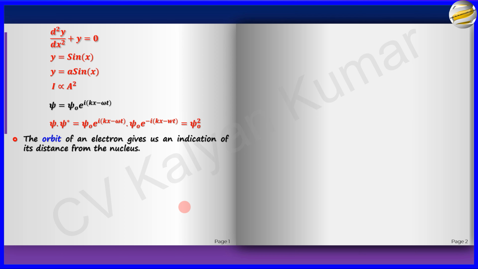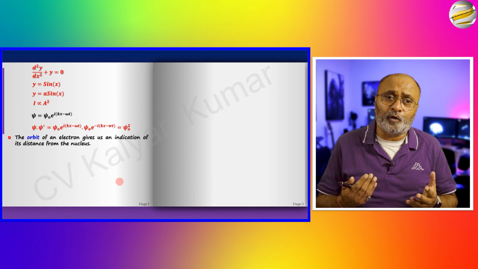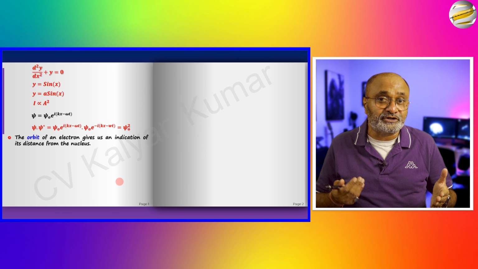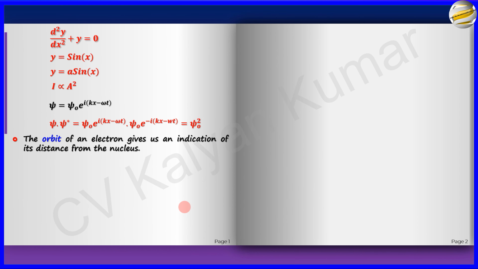Now, what is an orbit of an electron? An orbit of an electron will only talk about its distance from the nucleus. So whatever orbit you studied in Bohr's theory, here it is basically defining the distance of the electron from the nucleus.